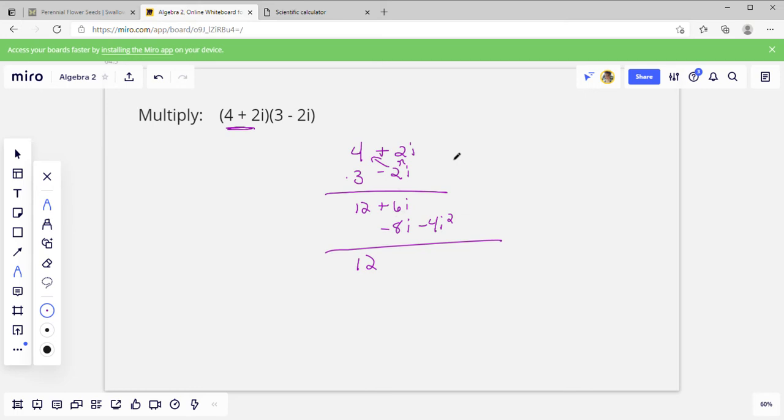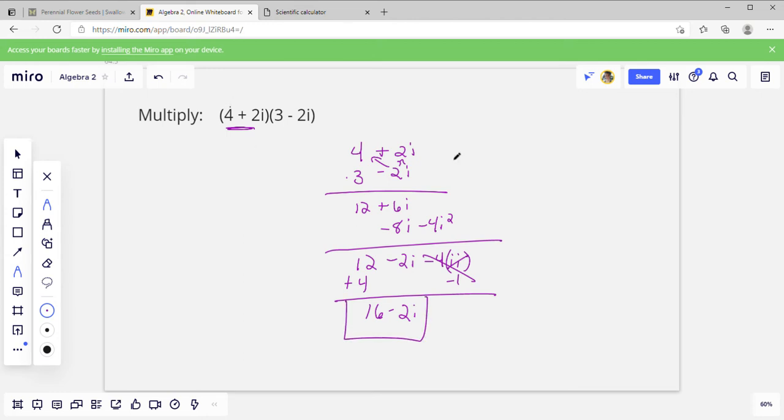And then 6 minus, that would be negative 2i, and then negative 4. And we have 2 i's together, i squared, which would be negative 1. Negative times a positive makes positive 4. 12 plus 4 will be 16 minus 2i. And that's the answer to that one.